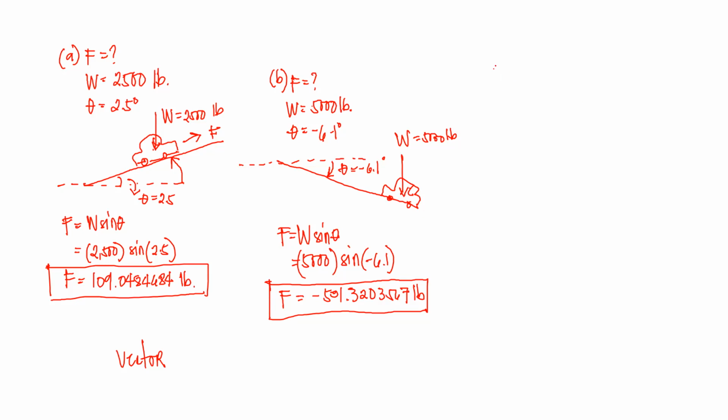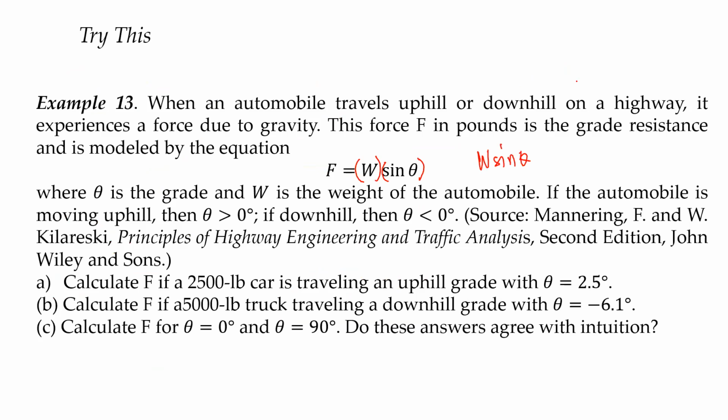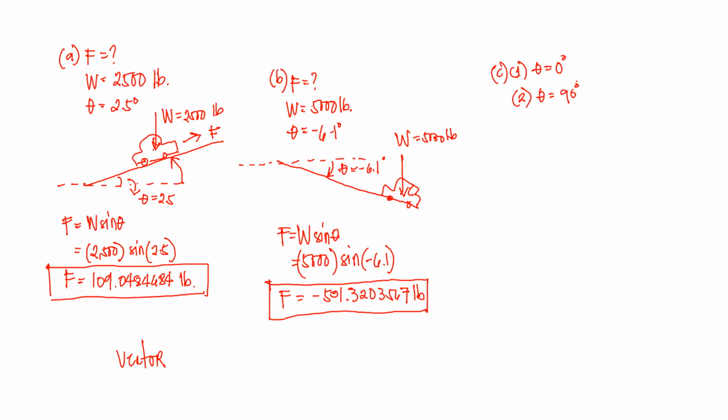For letter C, calculate F for theta is equal to 0 degrees. So we have two cases. So we have case 1, that is theta is equal to 0 degrees. And number 2, theta is equal to 90 degrees. Okay. And find F.